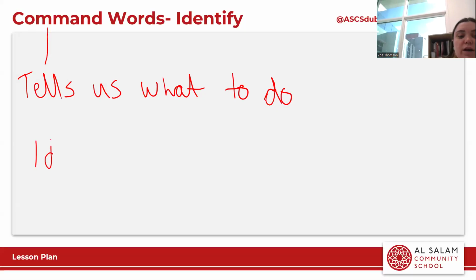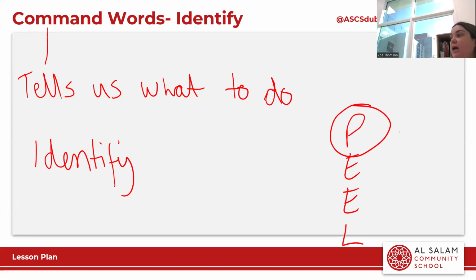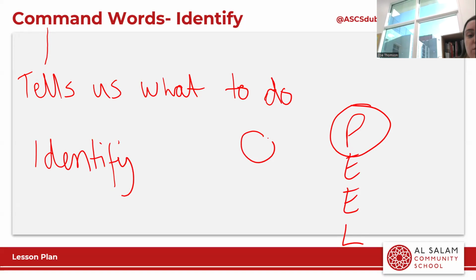So the word identify, the best way I can explain it to you is you have your PEEL chain: point, evidence, explain, link. Your identify is the point. You are making a point. So if I said to you, identify what I have drawn on the board, we would say, Miss Thompson has drawn a stick man on the board. That would be our point.